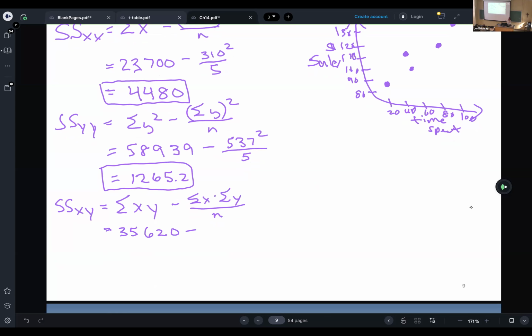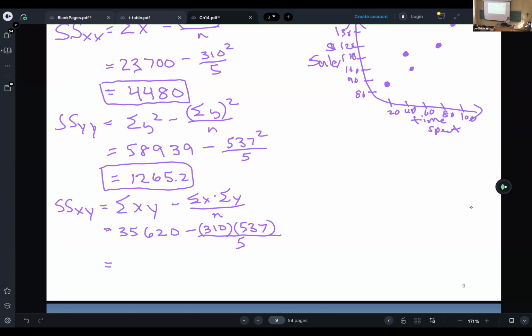The sum of the x's, we already know that from above. We know that that's 310. I put brackets here so I don't get all the numbers mixed up. The sum of the y's we already did above too, so we don't have to reinvent. You can just use those values from above. That was 537 without squares. There's our value. That's for the XY combination, sums of squares.